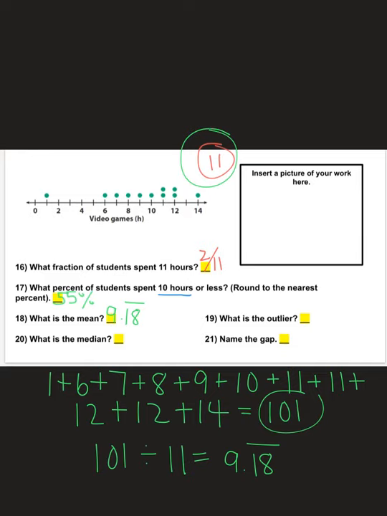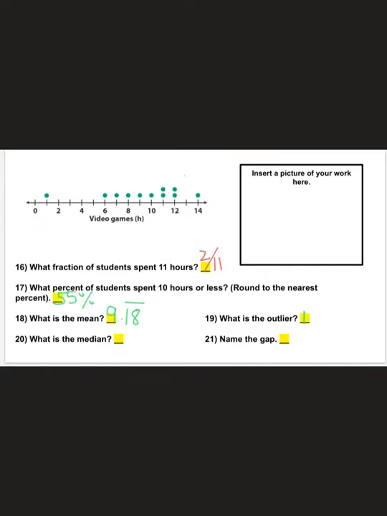Number 19, what is the outlier? Remember, an outlier lies outside your data. It stands all alone by itself, and in this case, our outlier is going to be the number 1. All right, next one, what is the median? So what is our middle number? Remember, we cross out a small, cross out a big. So cross out 1, cross out 14, cross out 6, and one of the 12s, 7, another 12, 8, 11, 9, 11, and look at that, we're left with 10 as our median.